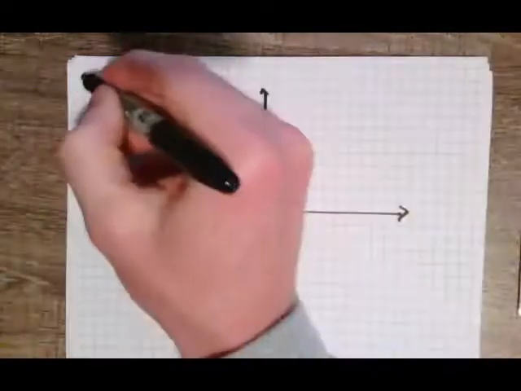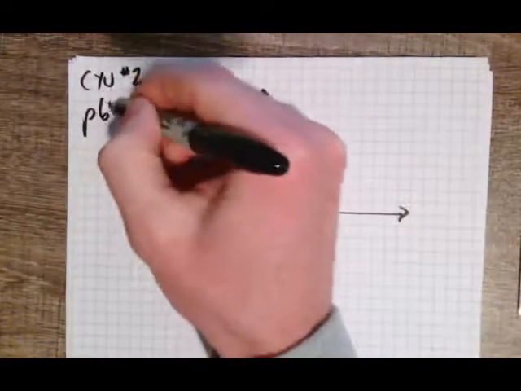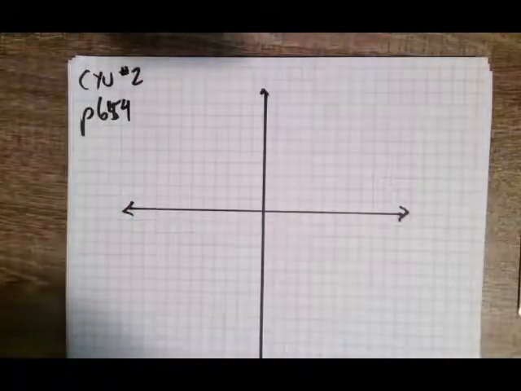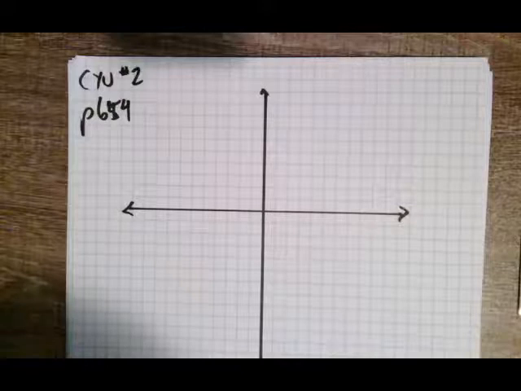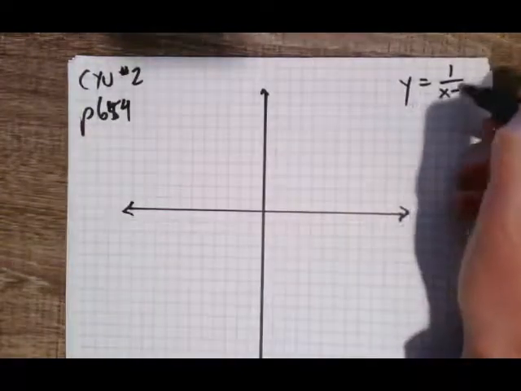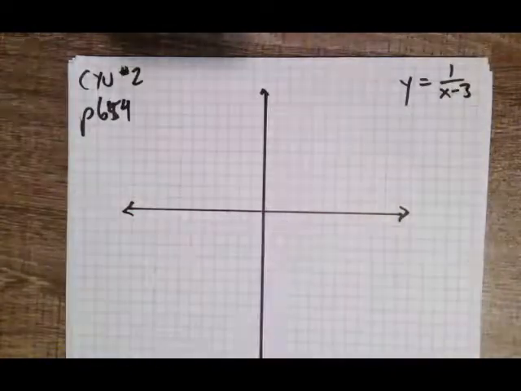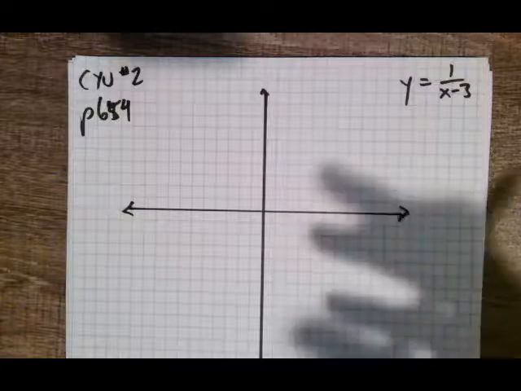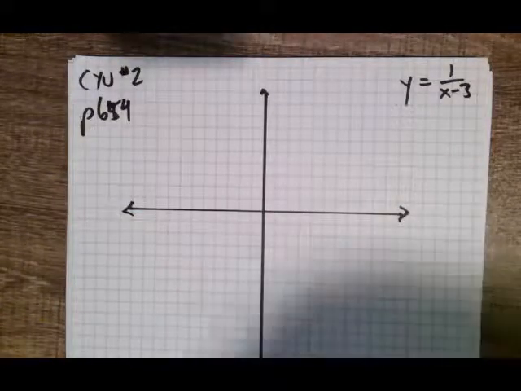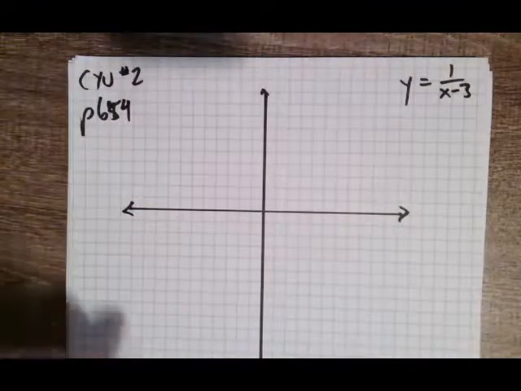So this is CYU 2, page 654. Now it says sketch the graph of y equals 1 over x minus 3. Anytime the textbook says sketch, do it by hand. If it says graph, it's expecting you to do it with a graphing calculator. And those I wouldn't do, because you're not going to get those kind of questions on the final exam.